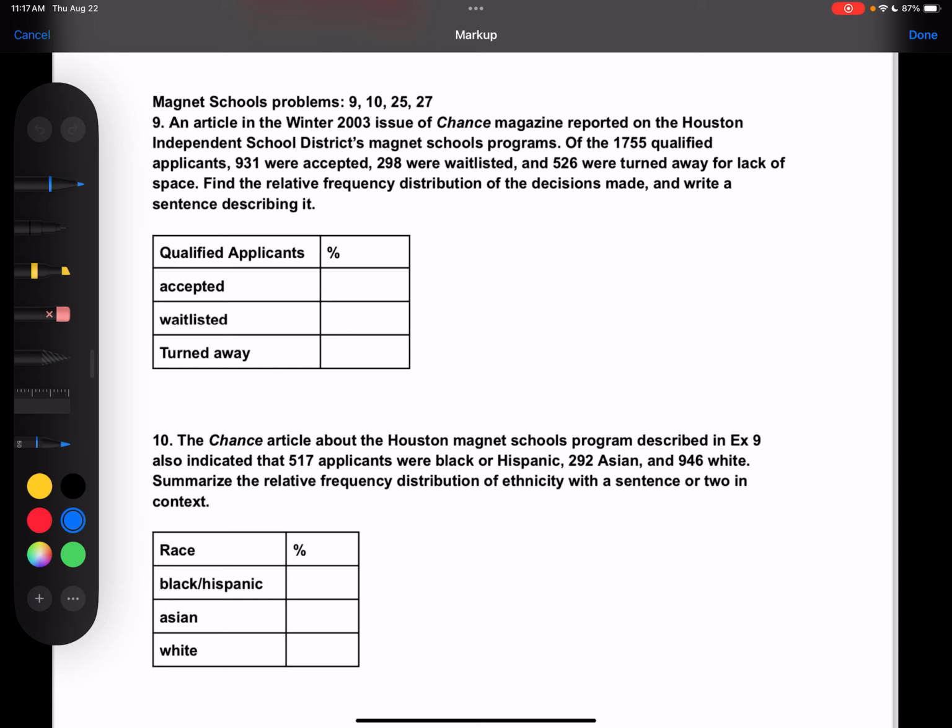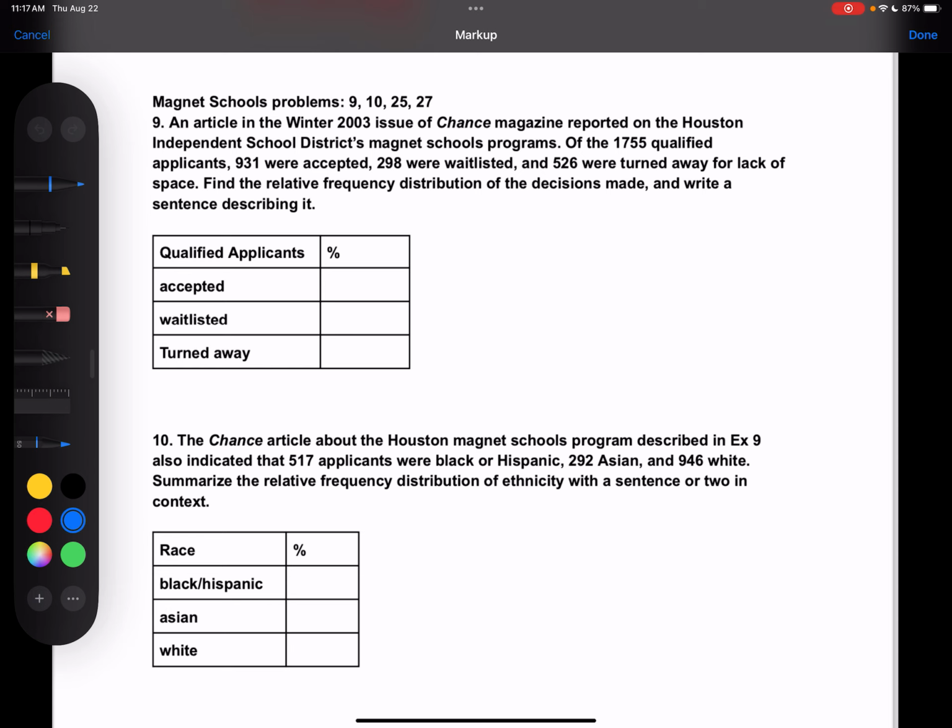Okay, so an article in the winter 2003 issue of Chance magazine reported on the Houston Independent School District's magnet schools programs. Of the 1,755 qualified applicants, 931 were accepted, 298 were waitlisted, and 526 were turned away for lack of space. Find the relative frequency distribution of the decisions made and write a sentence describing it. So the values that are going in here are percentages. So I need to find the percent of the total applicants that were accepted, waitlisted, and turned away. So any idea how I would set that up?